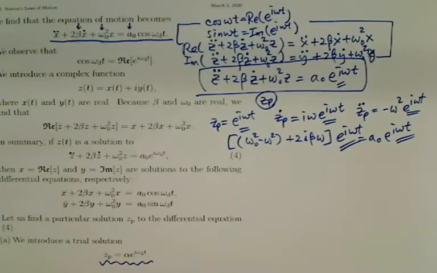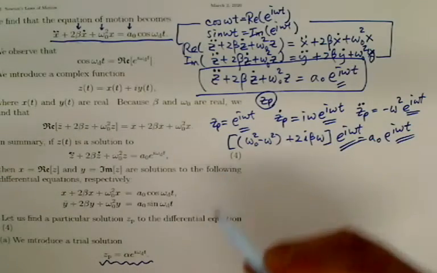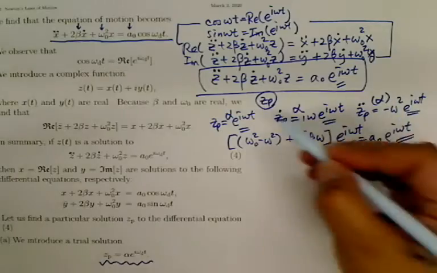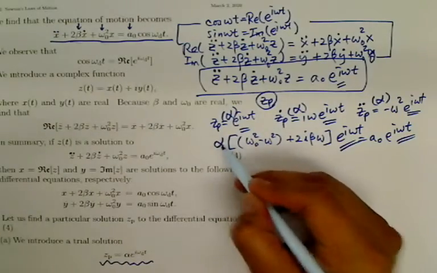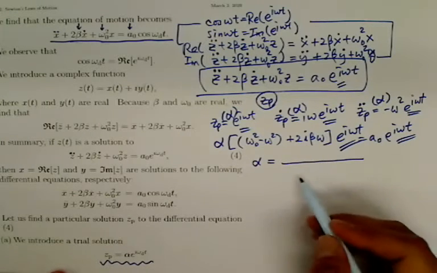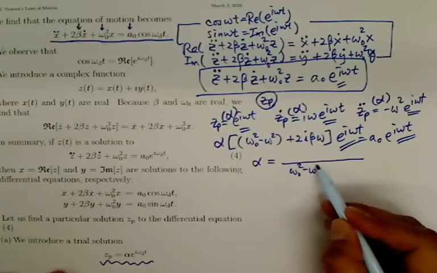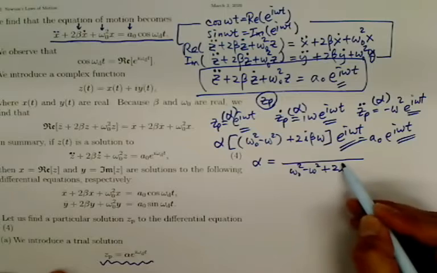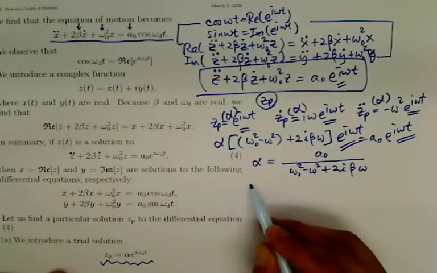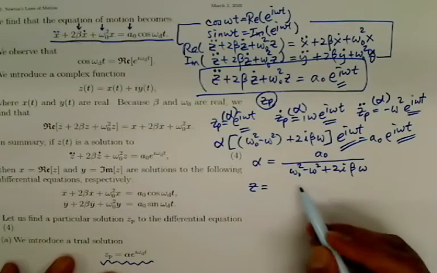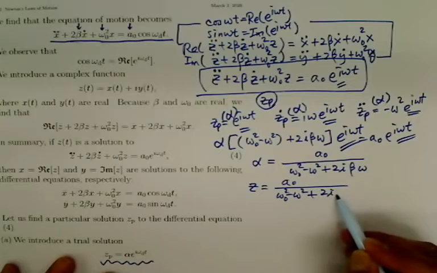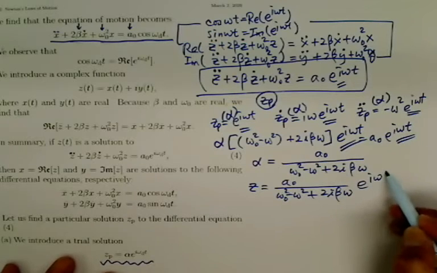Therefore, if I introduce the overall factor alpha, then I end up with the final result that alpha equals A0 over omega 0 squared minus omega squared plus 2i beta omega. That's it. So z equals A0 over omega 0 squared minus omega squared plus 2i beta omega, times e to the i omega t.